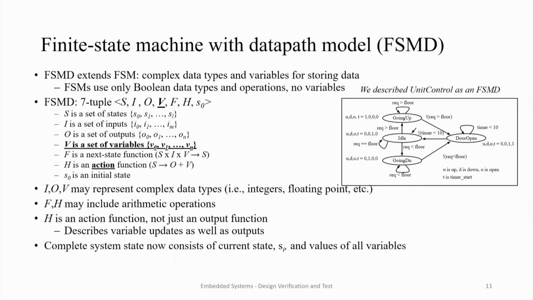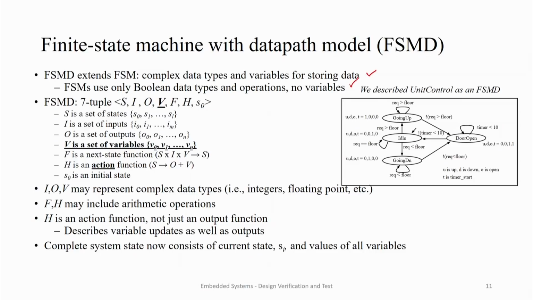Now, the FSM description that we just provided here was not actually a simple FSM, but was an extended FSM or a finite state machine with data path, FSMD. So, let us define what an FSMD is. It is not a simple FSM that we just discussed. FSMD extends FSM. It allows complex data types and variables for storing data. FSMs use only Boolean data types and operations, no variables.